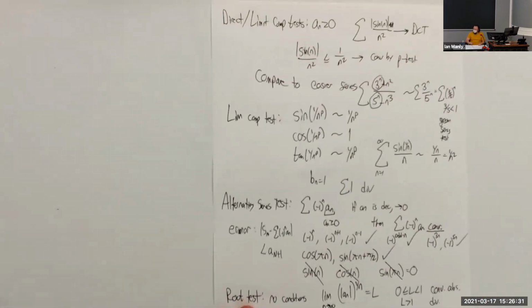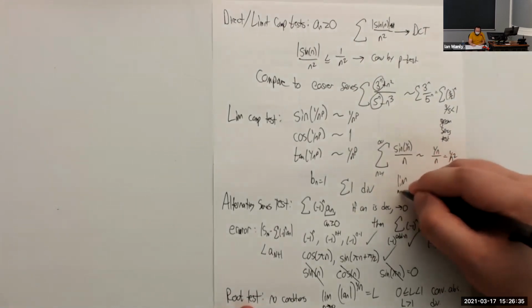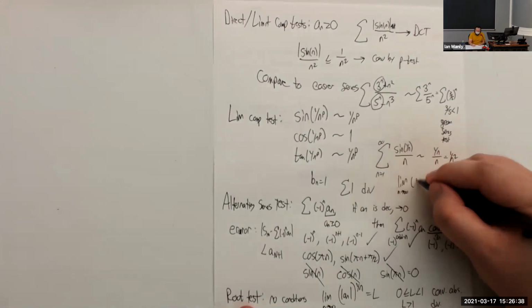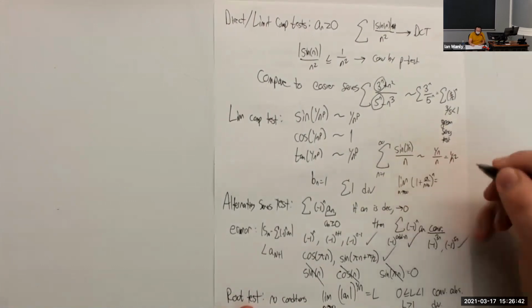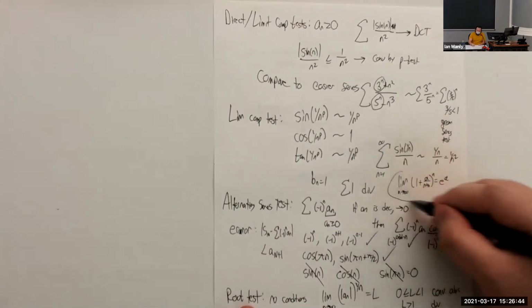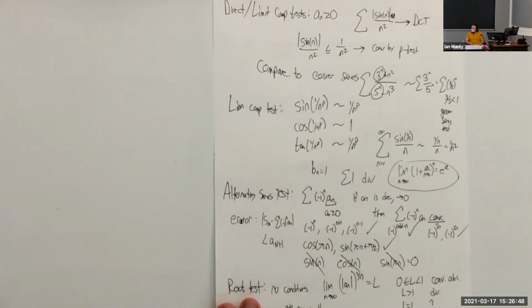So back with the limit comparison test, another thing that would be good to remember is what e is. So the limit as n goes to infinity of (1 plus a over n plus b) to the n is e to the a. That's definitely a useful limit that I would know about.